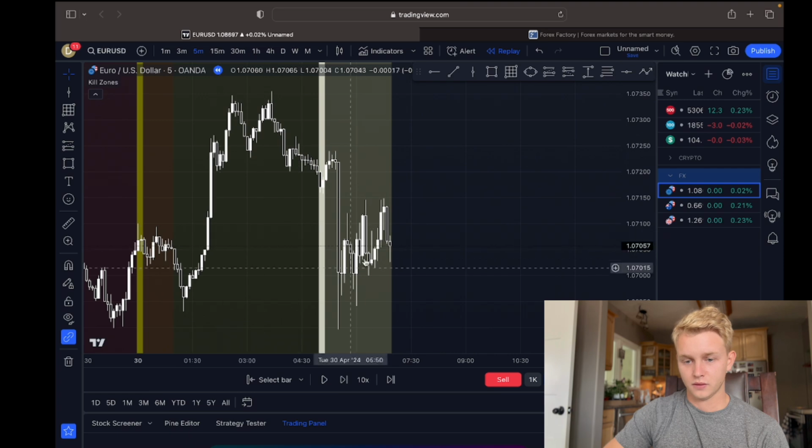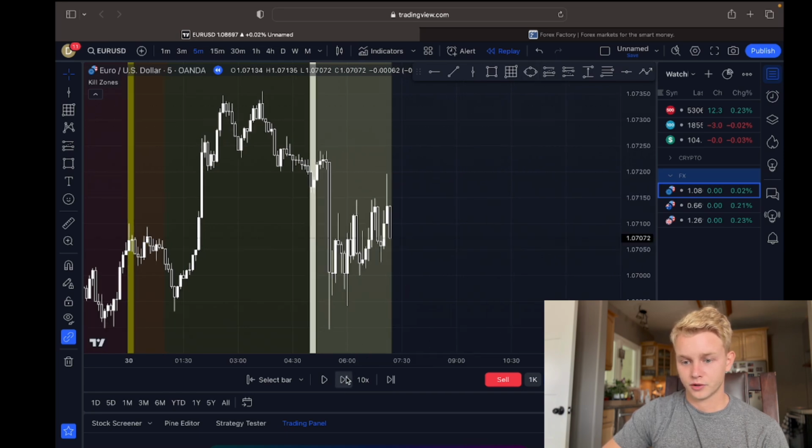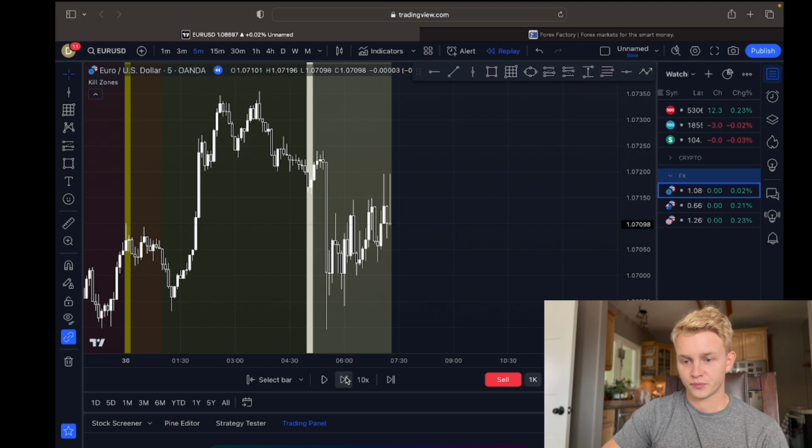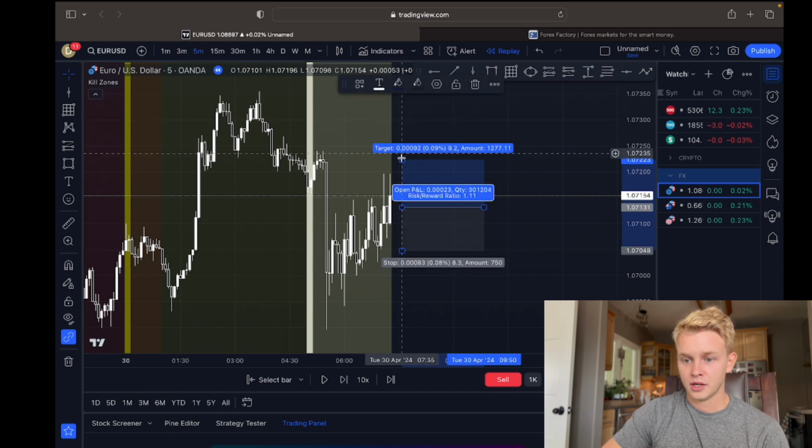So we're taking out the low. We are clearly coming into our session here. So what we do, we get that displacement to the upside. Oh, no, we don't. Stupid delay. Now we do. Nice push to the upside there. I'm gonna put my stop right at this low.